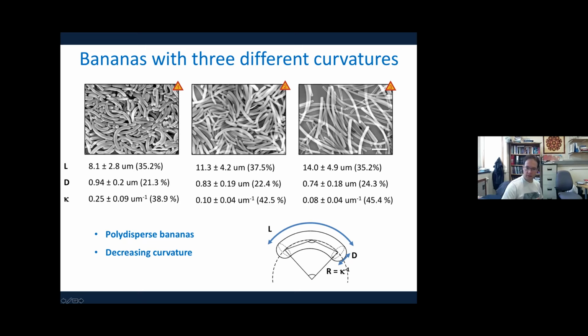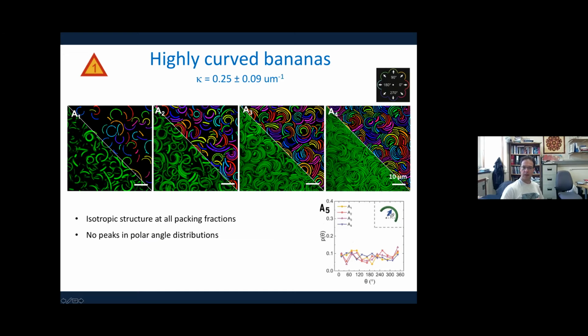What we did is we made samples at different packing fractions. The bottom left part of all these images here are just the plain confocal microscopy images, and the overlays at the top right are basically the same picture, but here we colored the bananas according to the polar orientation as shown in the legend at the top right. So the color just basically indicates the orientation of these bananas.